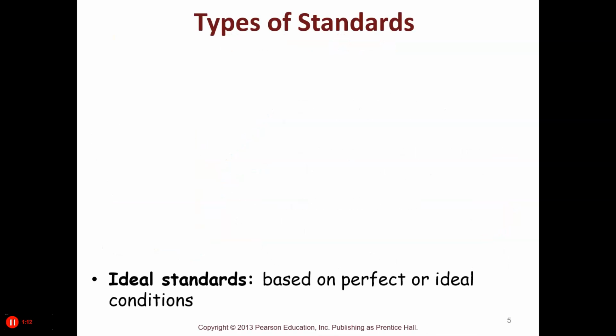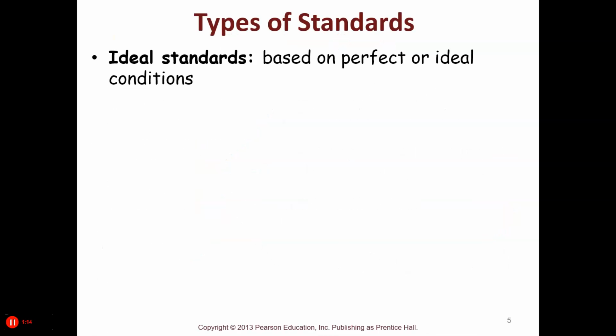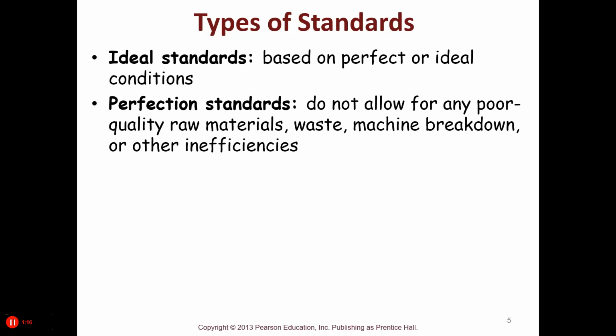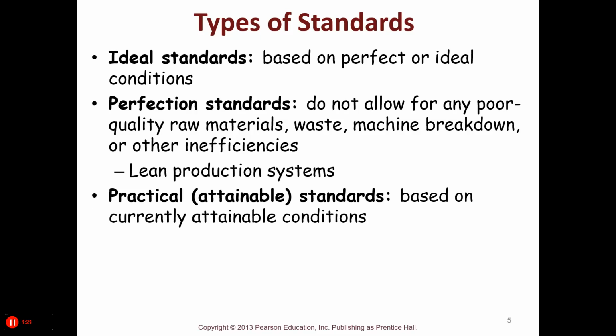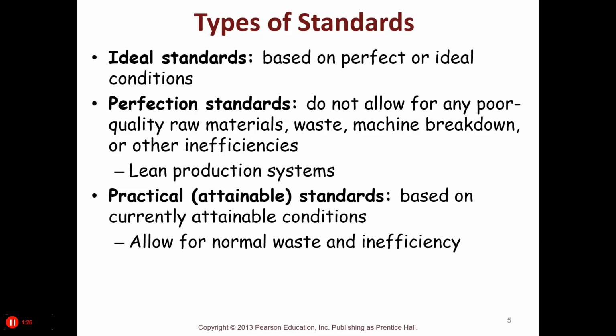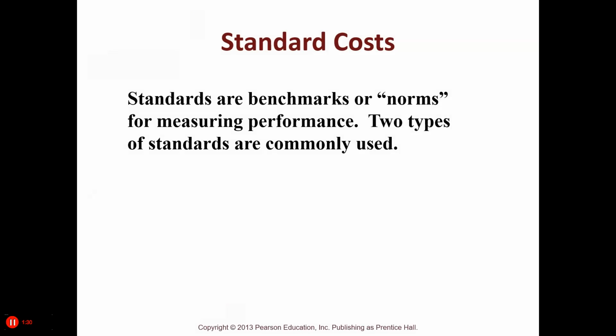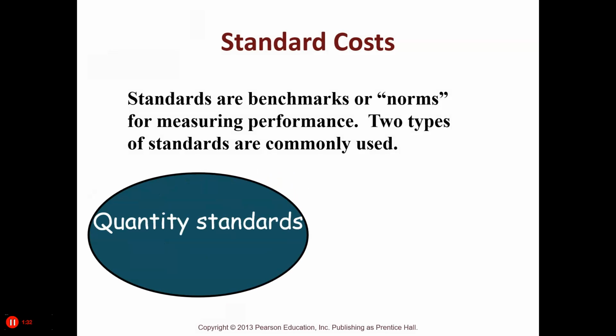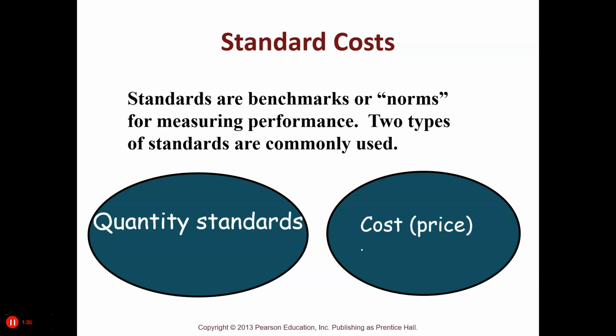They have three different types. We have the ideal, which is everything's perfect, which it never is. Perfect standard, that's used under lean production. And then, of course, we have the realistic practical standard, which allows for normal waste and inefficiency. Now, when we look at standards, we're looking at two things: quantity standards and cost. So, did we use more or less than we should have? Or did we spend more or less than we should have? That's what we're talking about here.